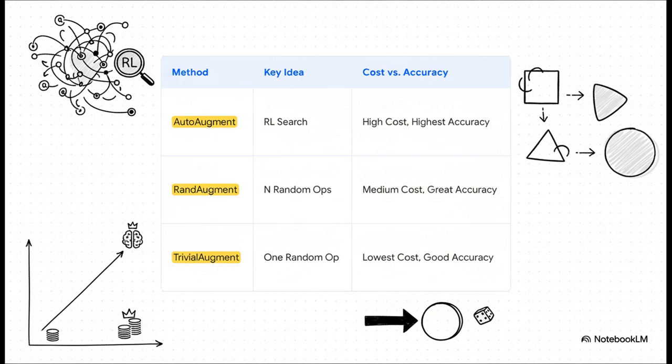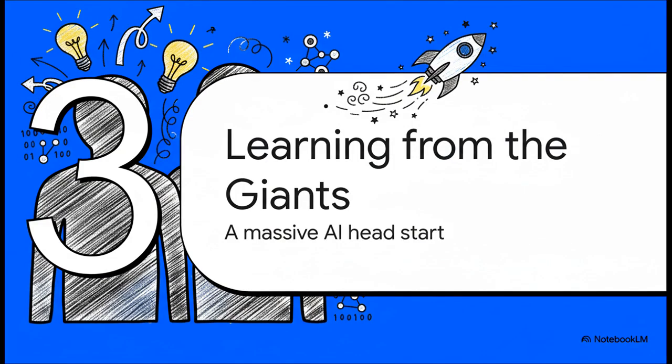You've got auto-augment, which uses really complex reinforcement learning to find the absolute best policy, but it's super expensive to run. On the other end of the spectrum, you have trivial augment, which is incredibly simple and cheap. And right there in the middle is rand augment, which is a fantastic sweet spot, giving you great results without that massive computational cost. So augmentation is great. It helps us multiply our data.